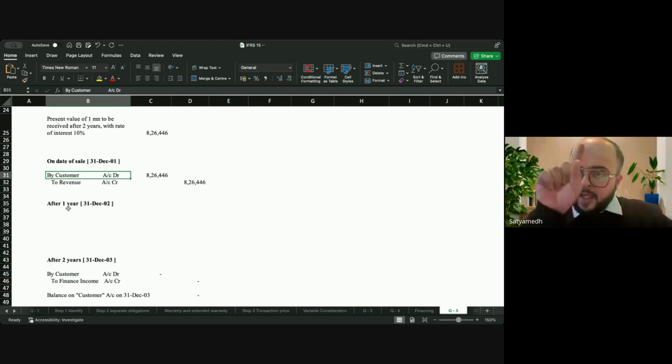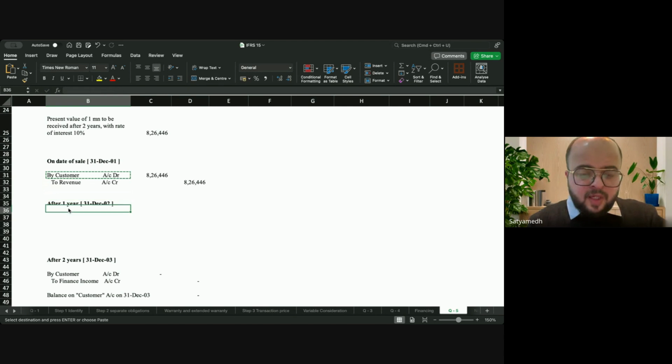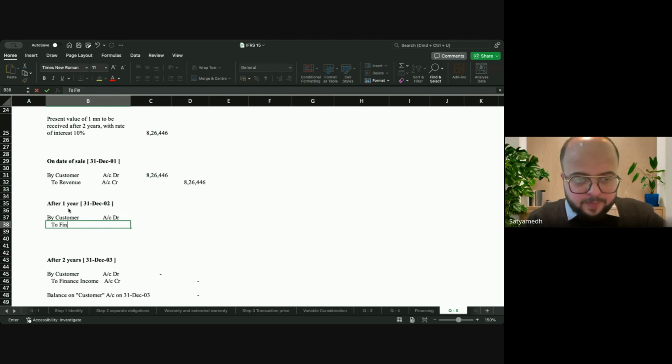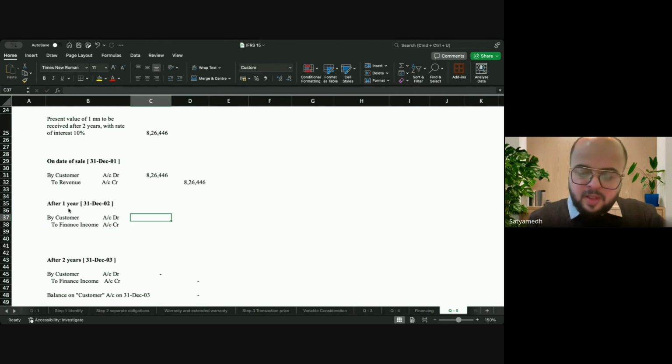Okay, one entire year passed by. Going from 31st of December, you are now on 31st of December 2002. Still the customer has not paid you anything. Naturally, you will expect him to pay you interest. Your entry will be: customer account debit to finance account. How much? 826446 into 10%, 82645.